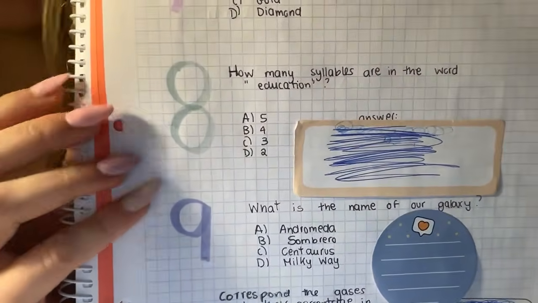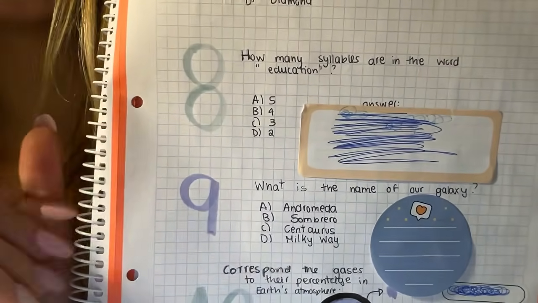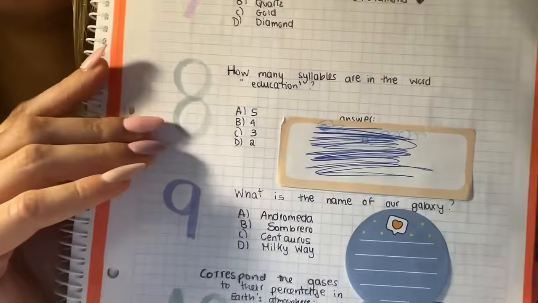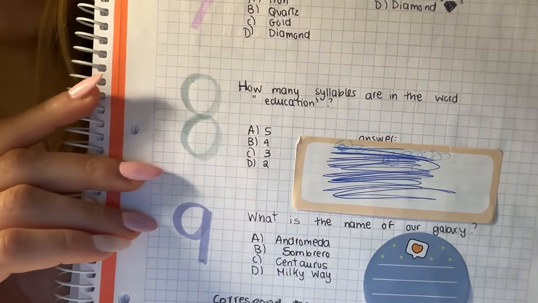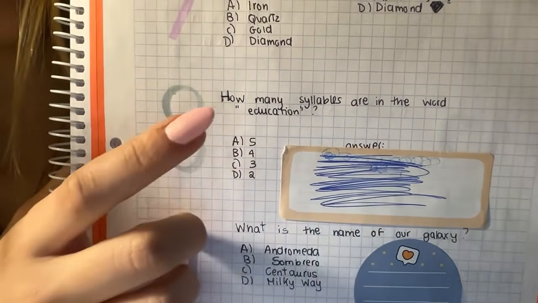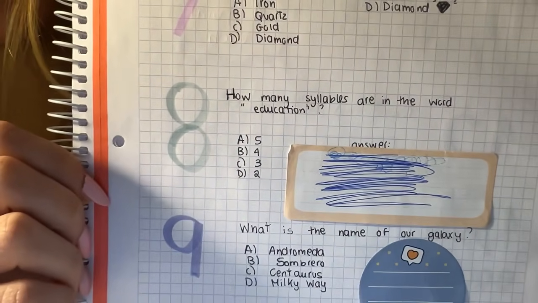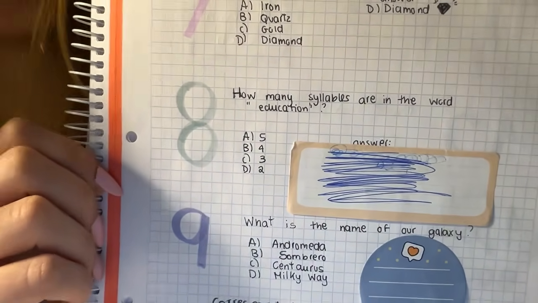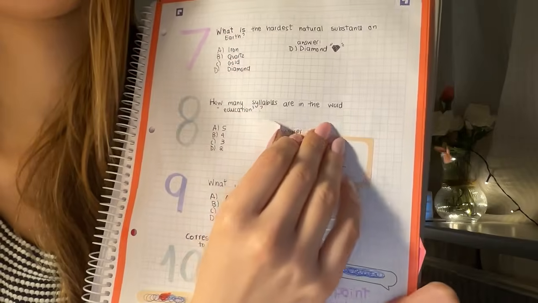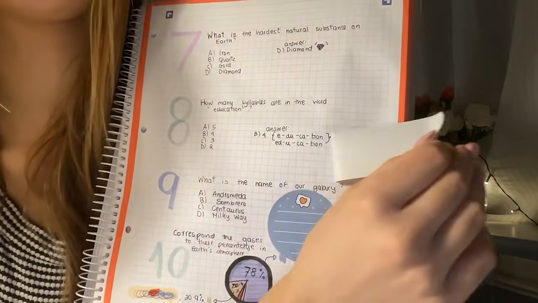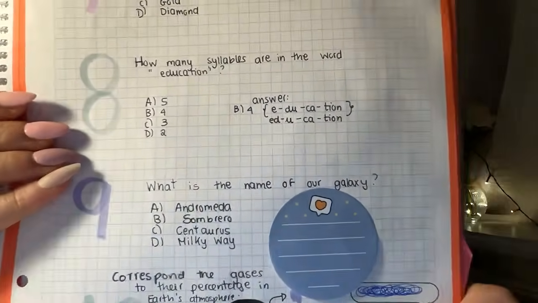So, what is your guess for question number 8, the word education? 5 syllables, 4 syllables, 3 syllables, or 2? Okay, do you have your answer locked in? So the correct answer is B, 4 syllables.